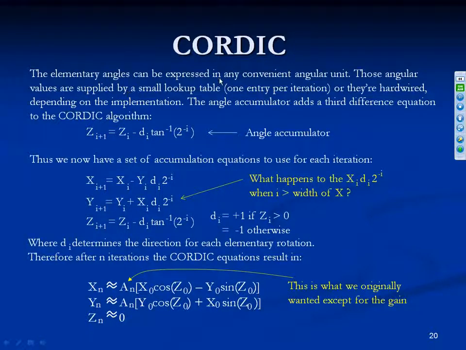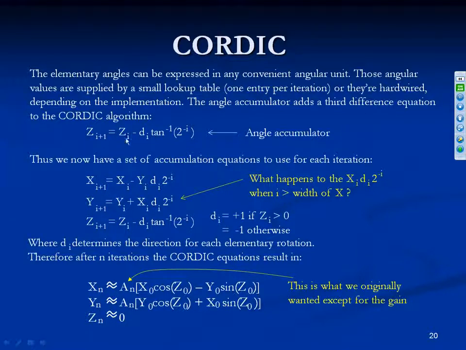So the elementary angles can be expressed in any convenient angular unit. You can use radians, degrees, or something else. And I'm going to actually show you how to use something else because it works out much more conveniently. So those angular values are supplied by a small lookup table, one entry per iteration, or they're hardwired depending on the implementation. The angle accumulator adds a third difference equation to the CORDIC algorithm.